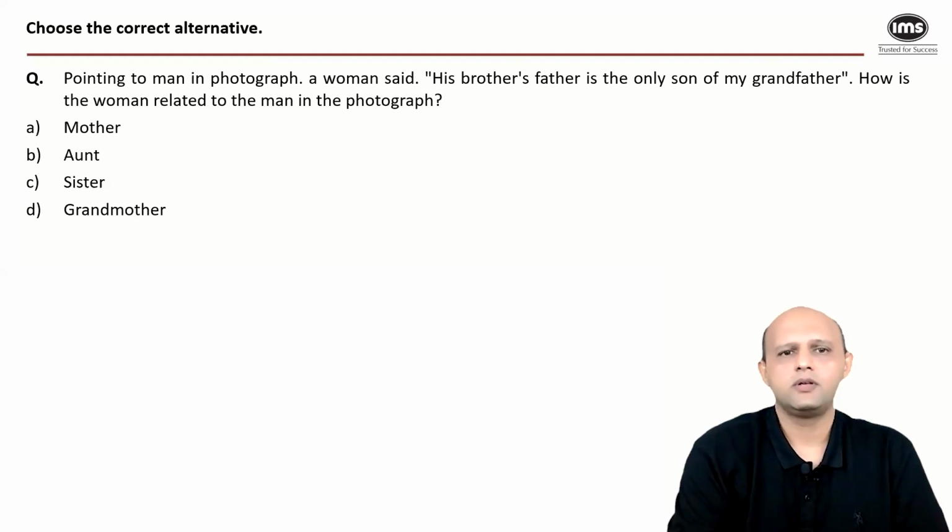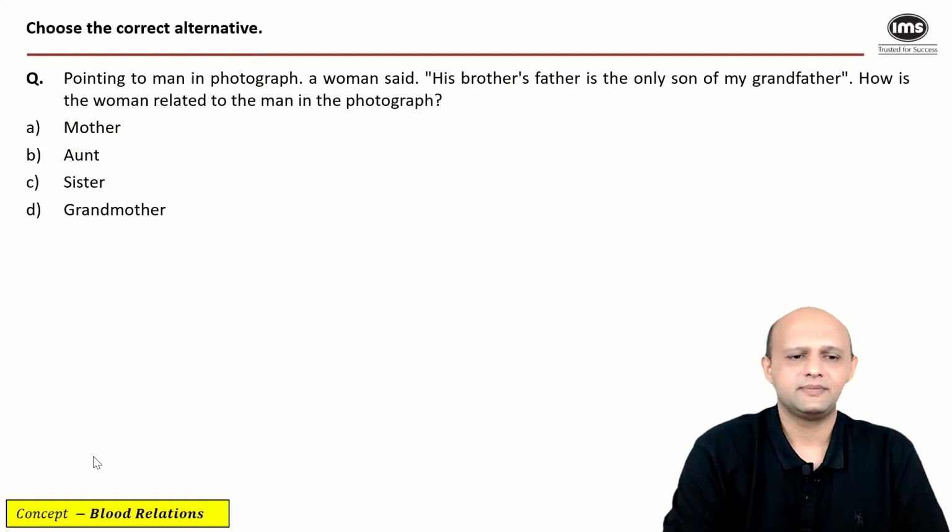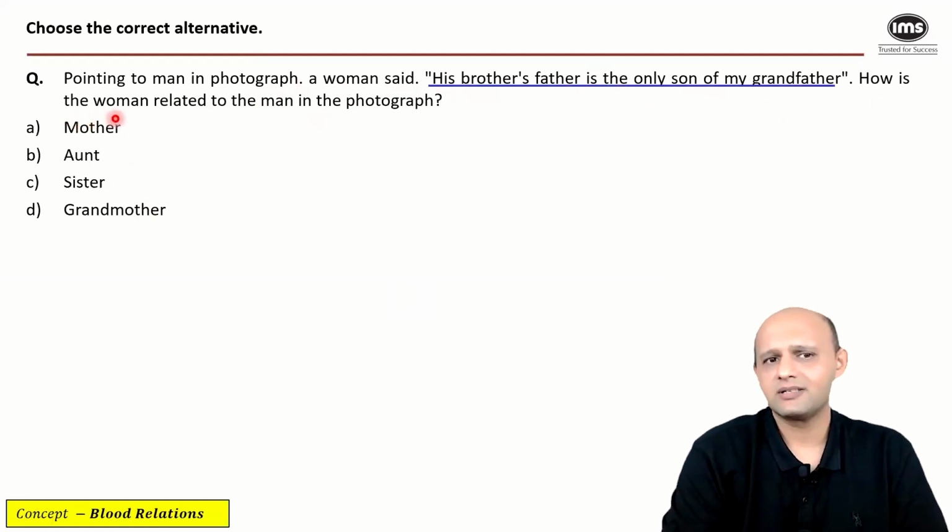This is a question evidently on blood relations, right? No prizes for guessing that. Pointing to a man in a photograph, a woman said, his brother's father is the only son of my grandfather. Let us try to interpret this. How is the woman, the question asks, related to the man in the photograph?